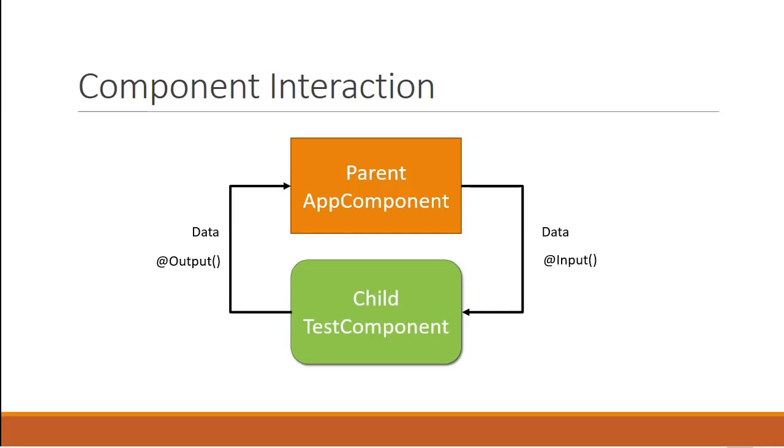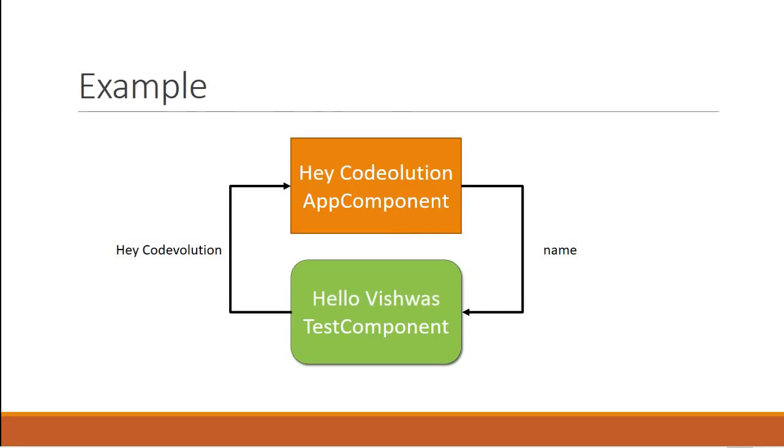Now for our example, here is what we will do. We will send a name from the app component to the test component. And in the test component, we are going to display hello followed by the name. For example, hello Vishwas. Similarly, we are going to send a message, hey code evolution, from the test component to the app component and display that message in the app component template.